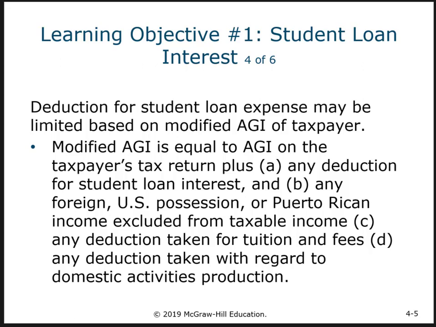So this has a phase out. Like so many other things, once your AGI gets to a certain level, then the deduction for it starts to disappear. It's modified AGI, which is just AGI with a couple of things added back in, including the deduction for student loan interest. You have to not include it when you're calculating the phase out. And the tuition and fees deduction has gone away. So that's not an issue for 2021.